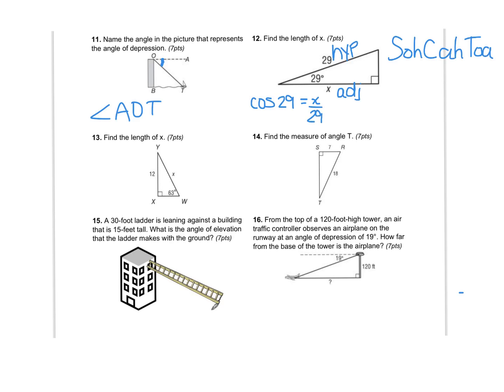So to solve for x and isolate the variable, I'm going to multiply by 29 on both sides. And when you plug this into your calculator, you're going to get about 25.4.